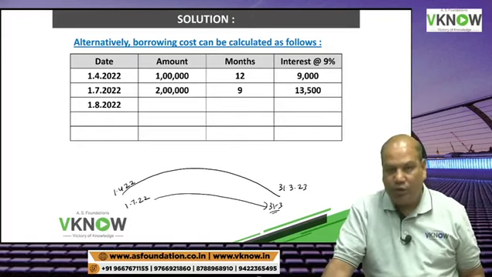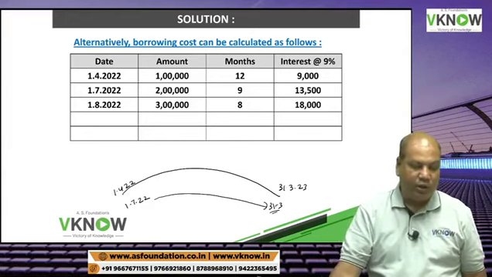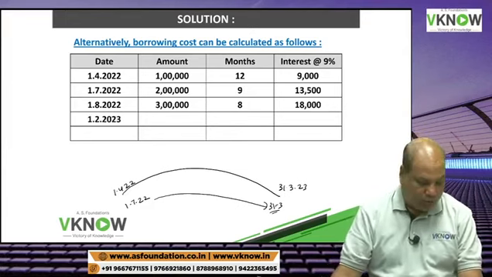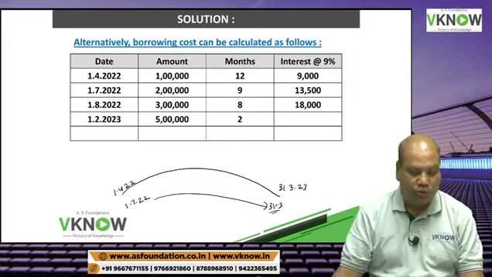Then 1/8/22, 3 lakh. On this we will calculate interest for 8 months. 3 lakh into 9% into 8 by 12, 18,000. Check the answer. Then we have 1/2/2023, 5 lakh. Now here we will calculate interest for 2 months only. 7,500.